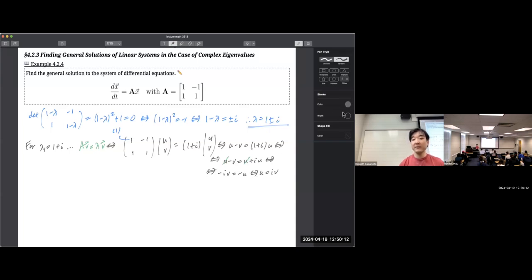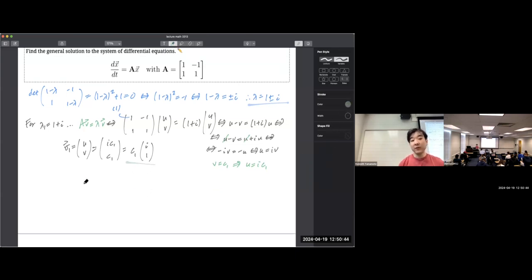So this is saying that v is free, so v can be some arbitrary c1. But if I say that, then u has to equal ic1. So your eigenvector will become equal to u and v, where u is ic1 and v is c1. You can pull out the c1, and you have (i, 1) as your eigenvector for this one.